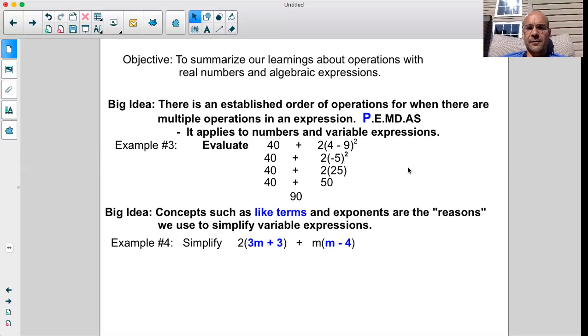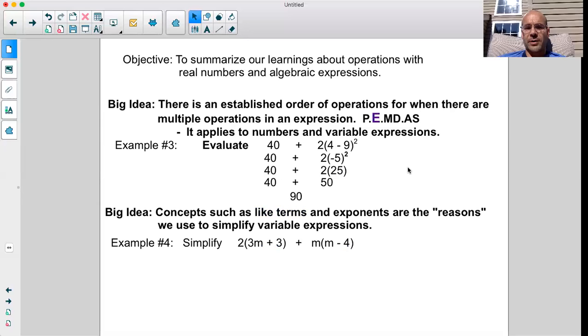Now at this point, I highlight the phrase like terms because inside the parentheses in the last problem was 4 minus 9, something we could simplify. In this expression, 3m plus 3, they're not like terms. And when we're adding and subtracting, they really need to be. m minus 4, again, m and 4 not like terms. So we have to actually go right on past the parentheses. There's nothing to do inside the parentheses.